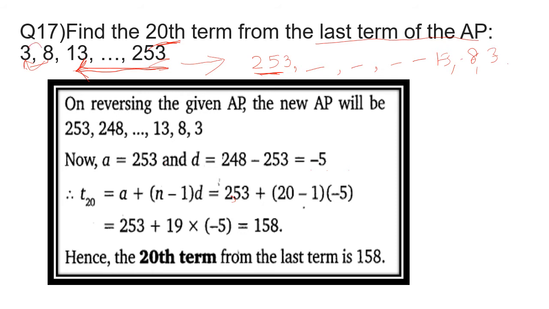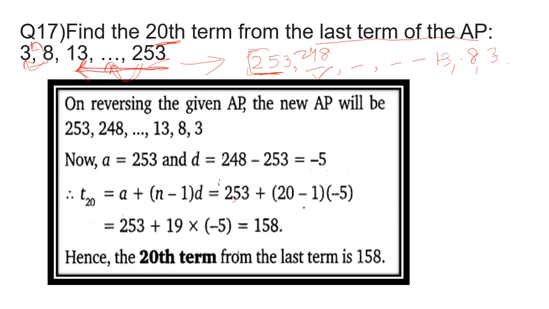So if I have to find the second term, what do I have to do? I have to do 8 minus 5. Similarly, I have to do 253 minus 5 here. So what will be the second term here? It will be 248. Okay, what will be the second term? It will be 248. So this is how I have rearranged my AP.